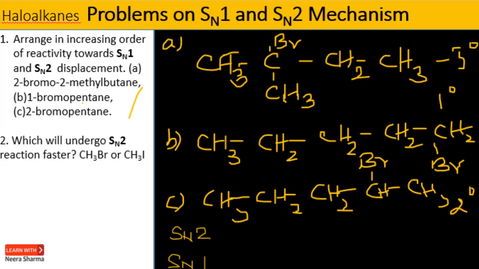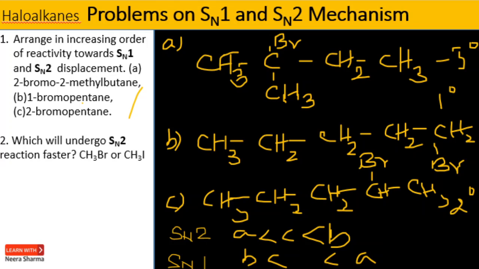So if we take SN2, you can remember the lighter groups are more reactive in SN2 mechanism. That means primary is more reactive. So in SN2, we have to give increasing order. The most reactive would be B. B is most reactive. Then you have secondary, then C, and then A. And the order is reversed for SN1, it will be B, then C, then A.